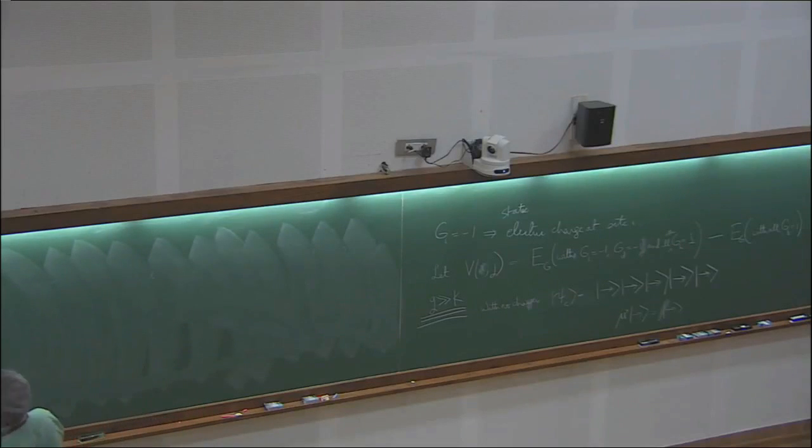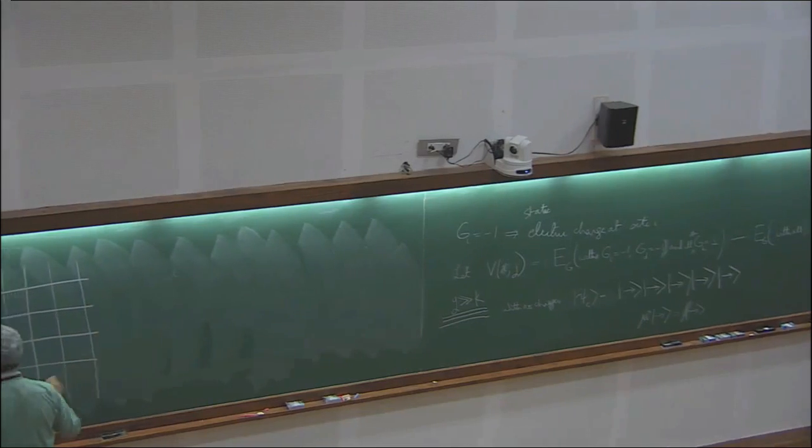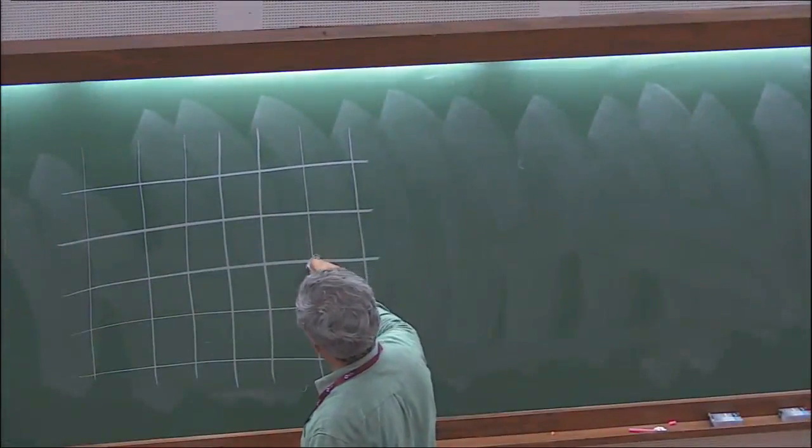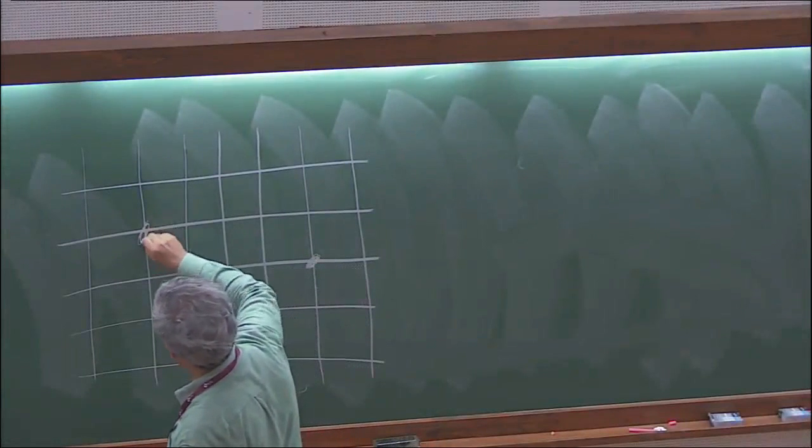So I want to put... let me see if I'm actually doing this on my feet. I don't think I've ever done this calculation before. So here's my square lattice. I put a charge here, and I put a charge over there.